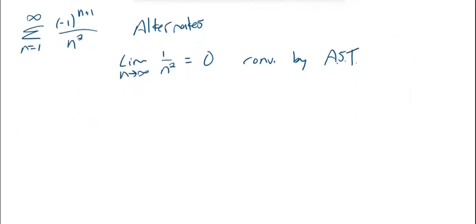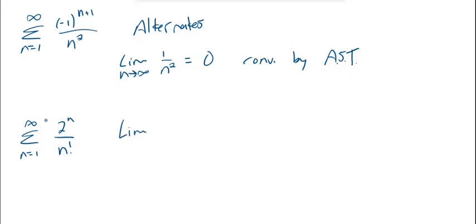Let's do another one. The sum from n equals 1 to infinity of 2 to the n over n factorial. All right, so a general rule, anytime we see a factorial, the ratio test is pretty likely to help us. So that's what we're going to go ahead and do here. Let's do the ratio test.